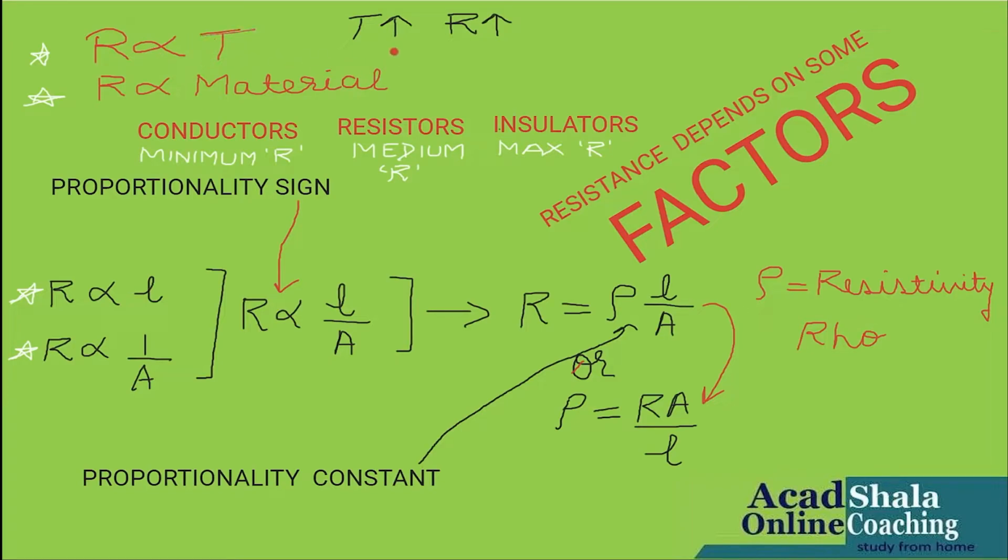The next one is, R is also directly proportional to T. What is T? T is temperature. So if temperature increases, resistance also increases. And R is also directly proportional to the material. That is, the conductor is made up of which material? So that is the conductors, resistors and insulators. So in conductors, the resistance is minimum. In case of insulators, resistance is maximum. And in the case of resistors, we can say it is between conductors and insulators. That is, somehow it is in between. That is medium. That is, resistance is medium in resistors.